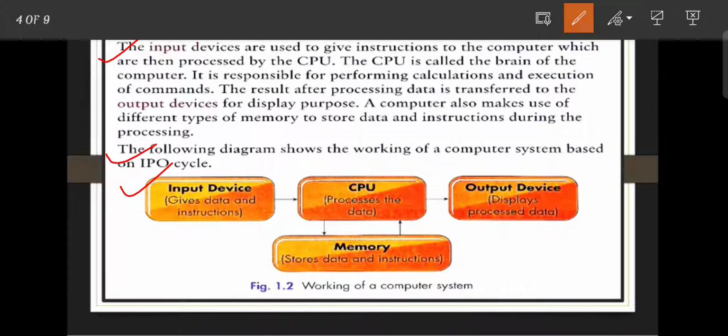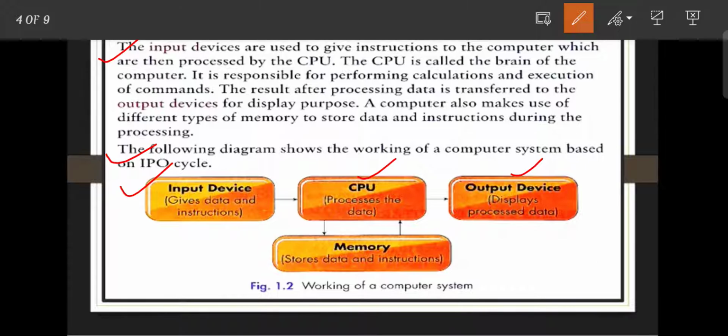These are the input devices and we give instruction to the computer. Then the computer will accept the data and process it. Where does it process? In the CPU. After input, the CPU will process the data. Next, after processing, the computer will generate a result, and it shows on the output devices. The monitor is the main output device.